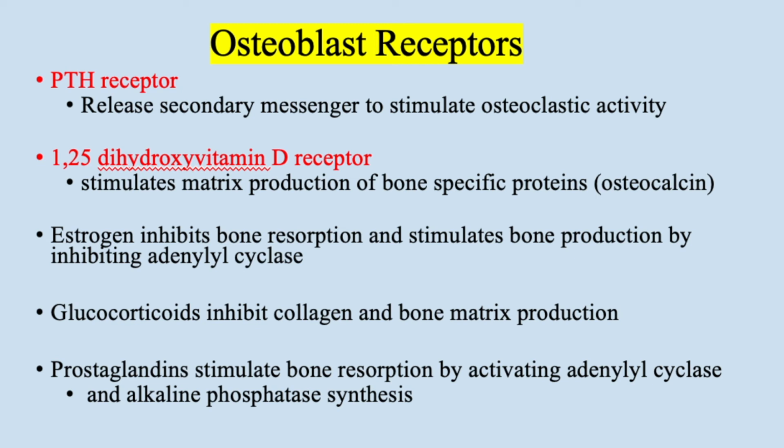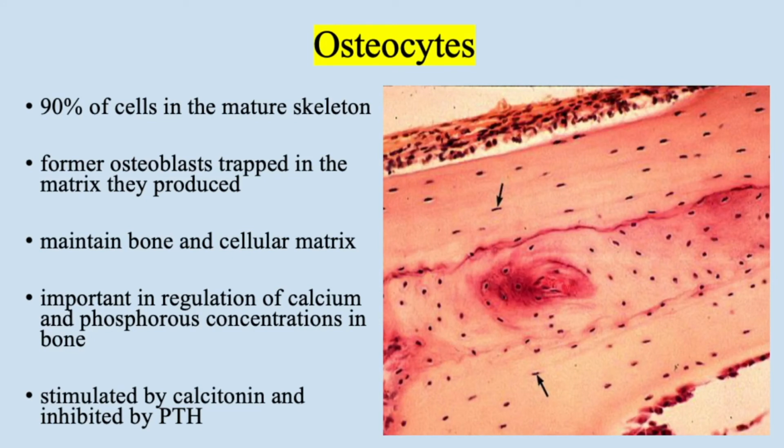And the 1,25-dihydroxyvitamin D receptor stimulates matrix production of the bone-specific protein called osteocalcin. What are osteocytes? Osteocytes are former osteoblasts trapped in the matrix they produced. They account for 90% of the cells in the mature skeleton. They help in maintaining bone and cellular matrix. They are important in regulation of calcium and phosphorus concentration in bone, and are stimulated by calcitonin and inhibited by parathyroid hormone. You have to know osteocytes do not express alkaline phosphatase.